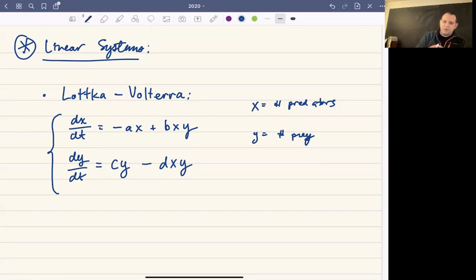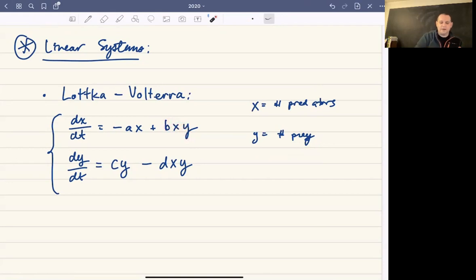And then here I'm going to let x be the number of predators that we have and y the number of prey. So if you want to think of x as like the number of foxes and y as the number of rabbits or something like that, that's totally fine. And the way that this works is, let's just go through one by one and think about the terms. So dx dt is the rate of change of the predators. And the idea here is that if y is 0, if there's no prey, then the predators are just going to die off exponentially. So that's why you have this exponential decay term here, dx dt equals minus ax.